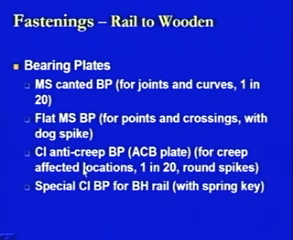Then there are some special cast iron BP plates which are used for bull headed rails, and in the case of bull headed rails, we have seen the head of the rail is bigger as compared to the foot of the rail, and they are used with spring keys. So, we have different assemblies available, and we have to use a combination of those assemblies wherever they have to be used specifically.